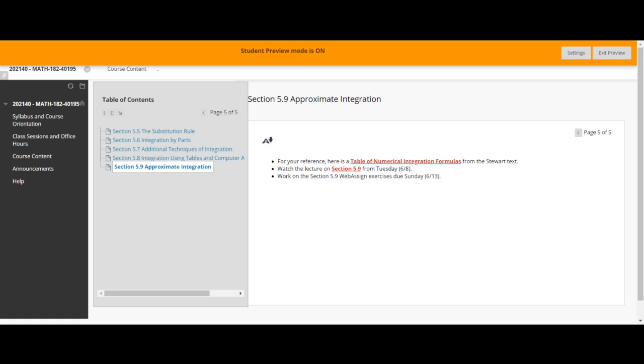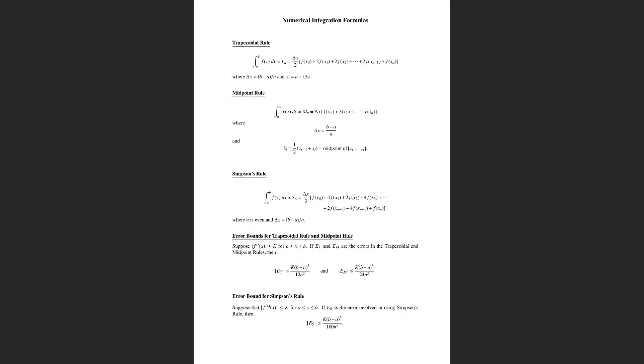All right, so hold on here. Now let me see. Where is this? There it is. Okay, so let's share that. Yeah, here's the formula sheet.